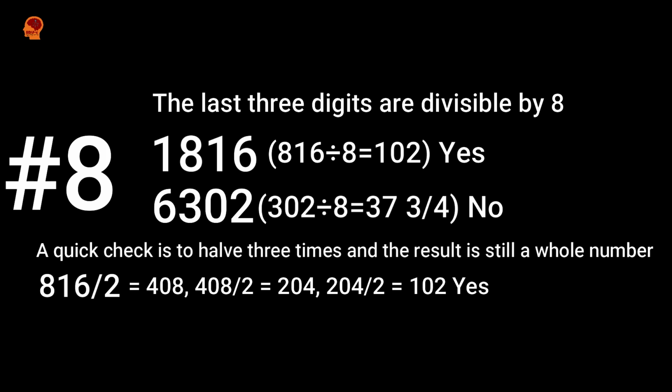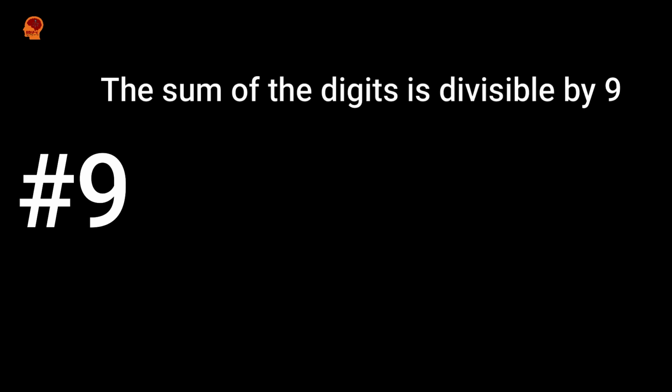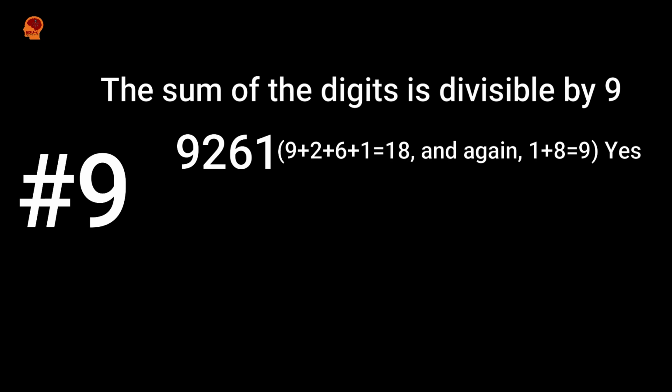Now we're moving into test 9. Test 9 says the sum of the digits is divisible by 9. It didn't say the sum of the last or first 3. It says the sum of all the digits is divisible by what, 9. So when you have a number like 9261, we're going to add these numbers. 9 plus 2 plus 6 plus 1 gives you 18. And we all know that 18 can be divided by 9 evenly without a remainder. You're going to get a whole number. So that is a yes.